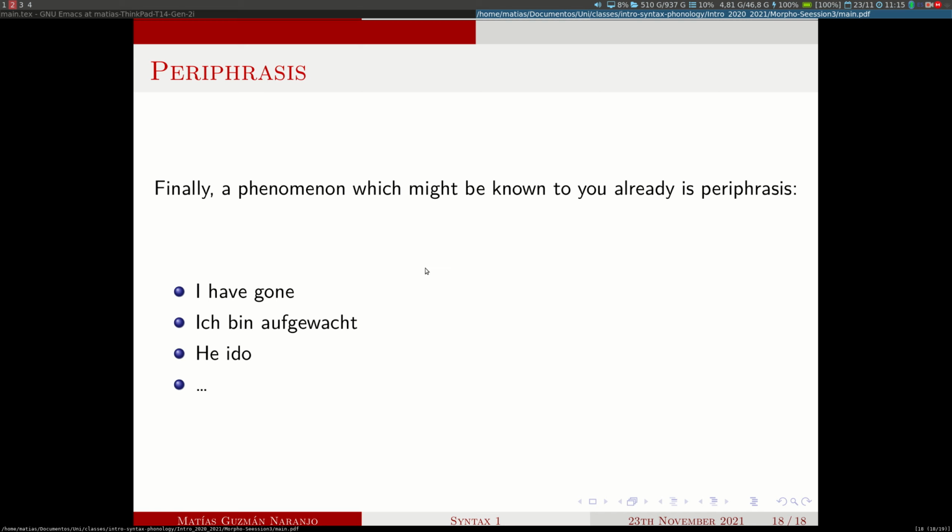This should be very common to you if you speak an Indo-European language. The point is that one cell in the paradigm of a verb is filled by a combination of an auxiliary and an inflected form of that verb. So the past perfect of go is have gone. There is no single word form for this, and the same happens in German, the same happens in Spanish, etc.